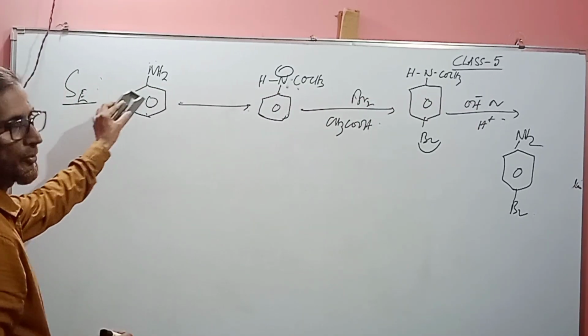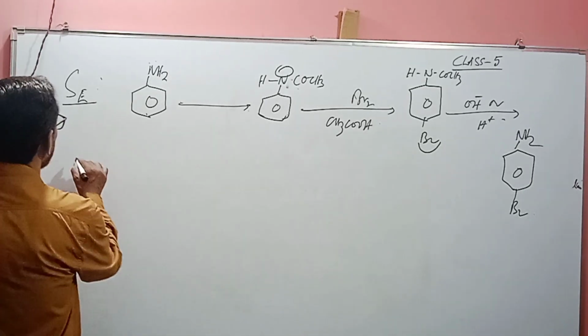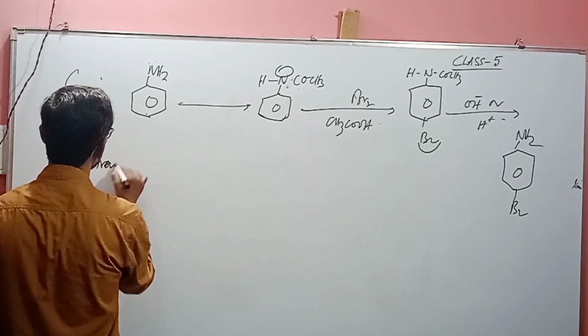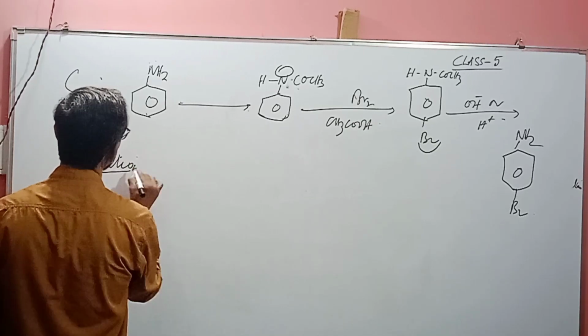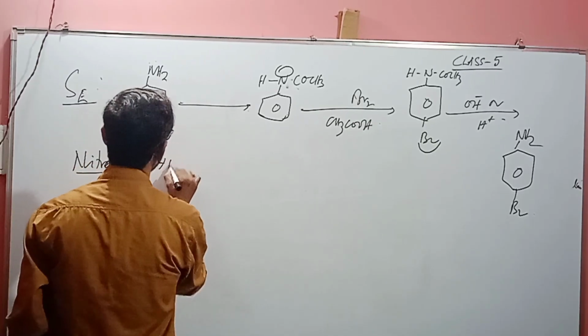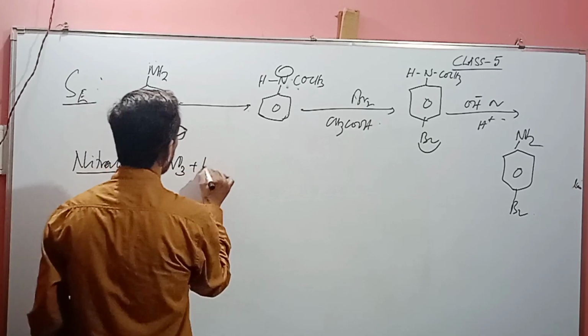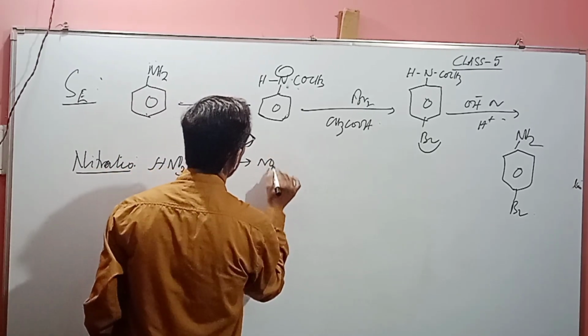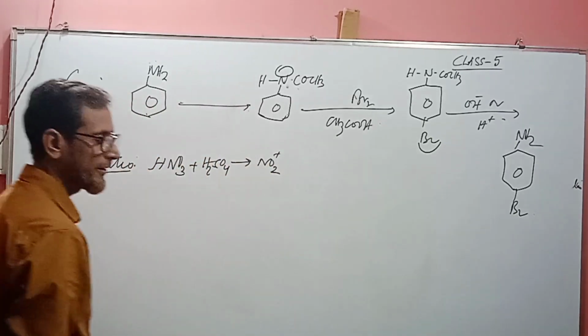This is called bromination. So if you want to do nitration, you need nitrating mixture, concentrated HNO3 and concentrated H2SO4. You will get these groups. This is the electrophile.